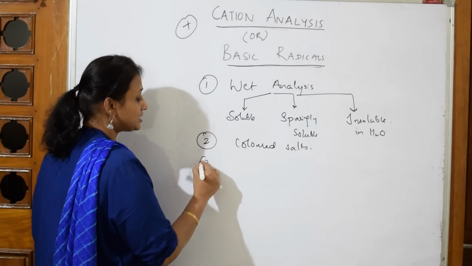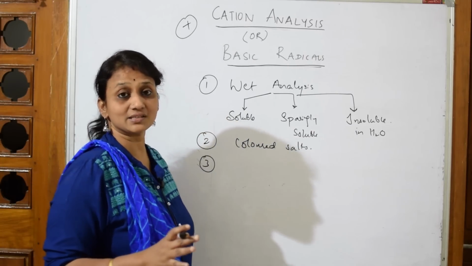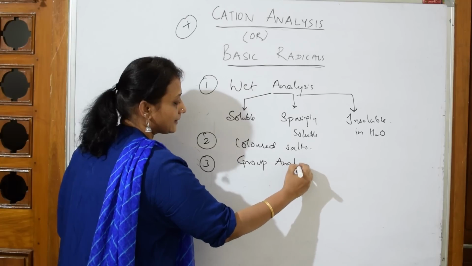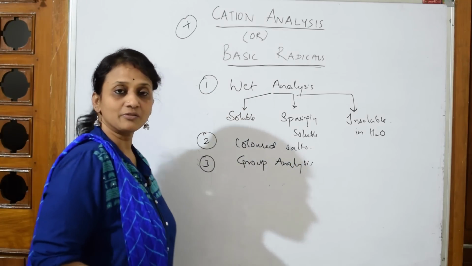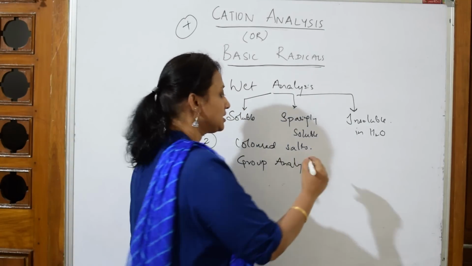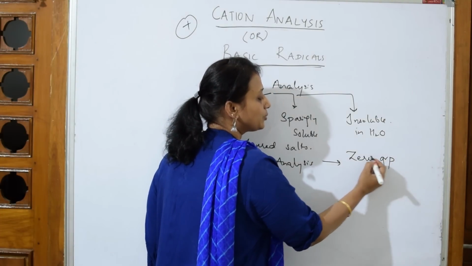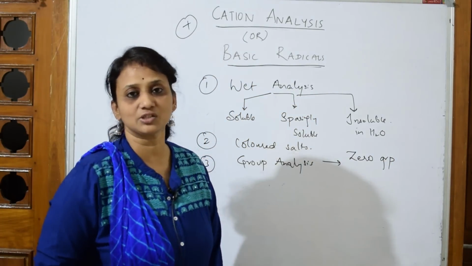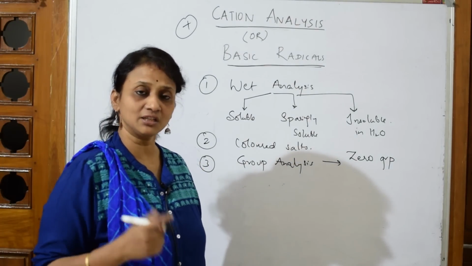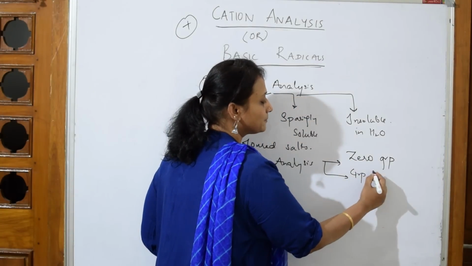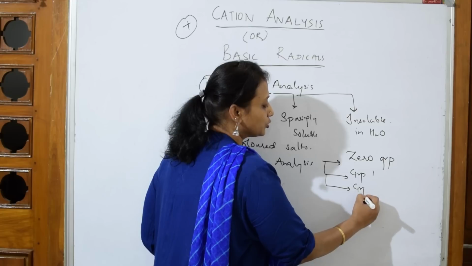After this, I'll be teaching you what is meant by group analysis. In group analysis, when I have to analyze the cations, the important thing is: first, you have to test for the zero group element. The ammonium cation will come under the zero group element. I'll be dealing with one after the other. You can note it. After testing the zero group element, you will go to group 1. After that, you will go to group 2.